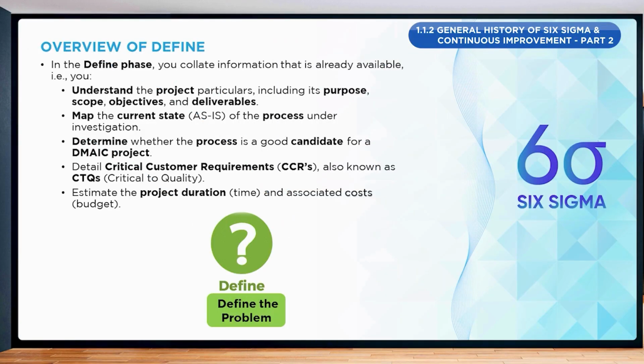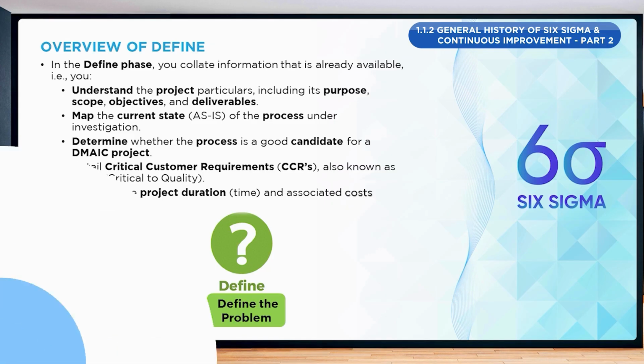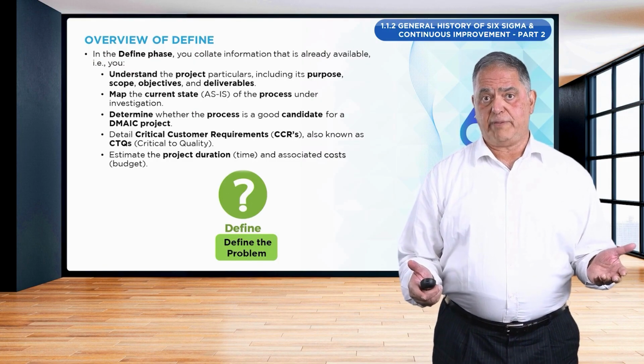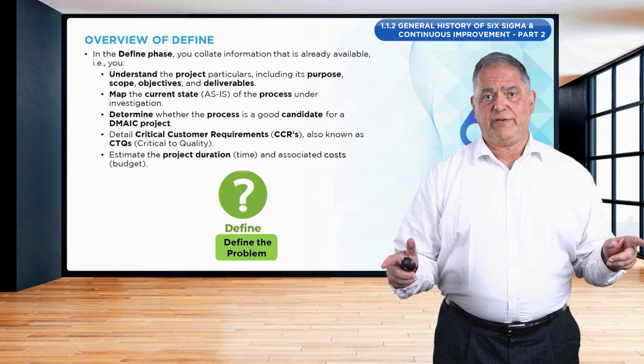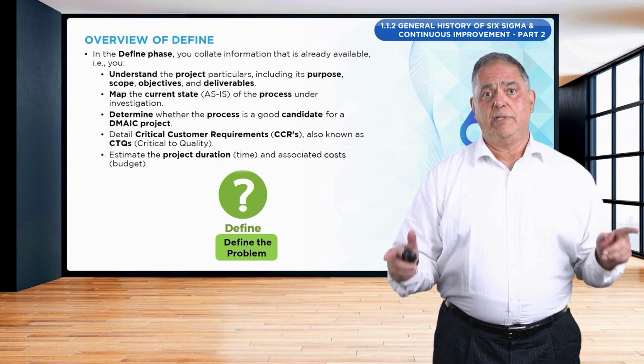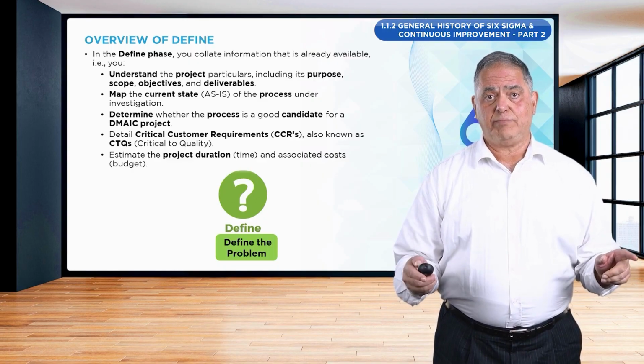During the define phase of DMAIC, we collect information that is already available for us. First, we have to understand the project particulars. In other words, what is the project purpose, the scope, the goal, the objectives, the deliverables, etc. The second step is we have to progress with process mapping. So, during the define phase, we create the current state of the process map. This is known as the AS-IS process map.